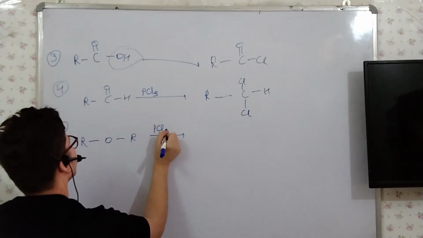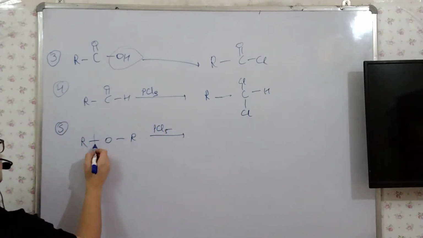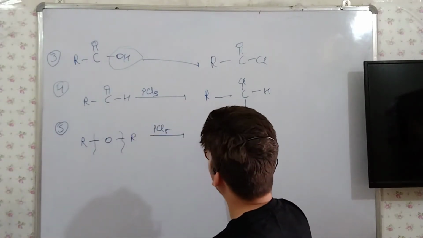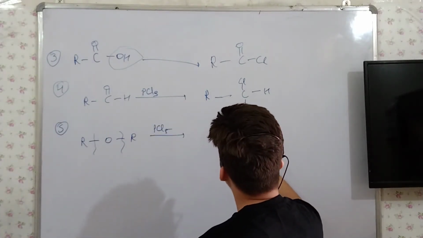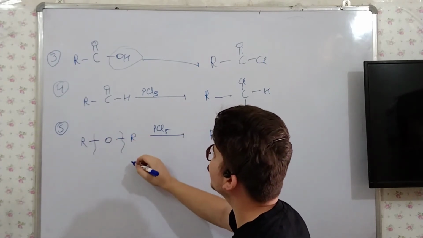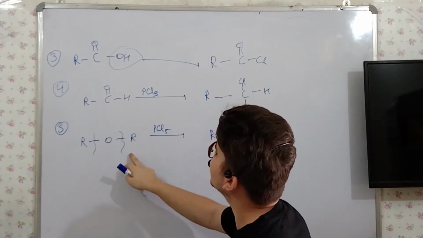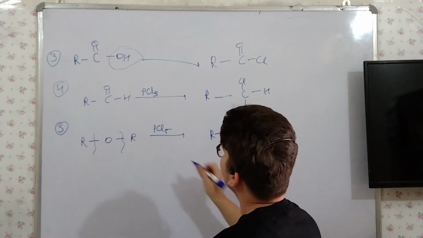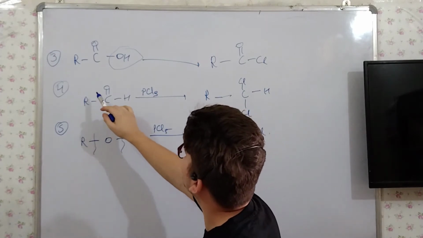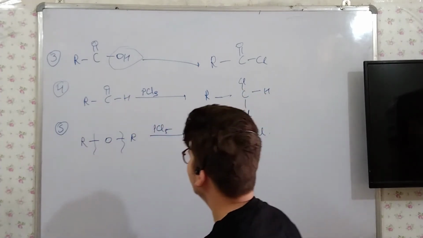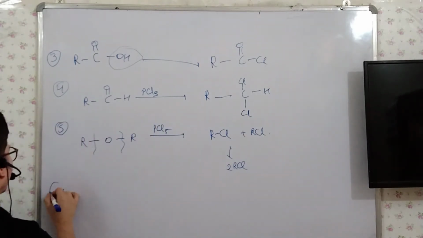And then another example of this is ROR with PCl5 given. In this we break the C-O bonds and we will get RCl plus RCl. Because we are breaking the bond from both sides, Cl will join on both sides and we will get 2 moles of RCl. In the previous example also we broke the oxygen bond and placed 2 chlorine atoms there. Next we will see another example.